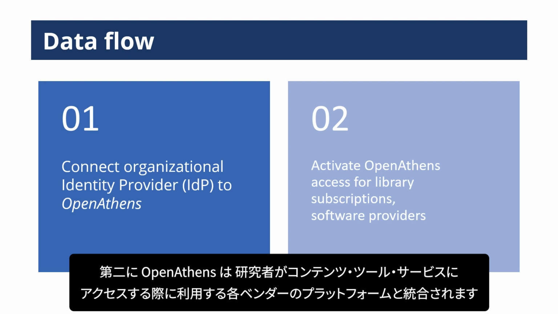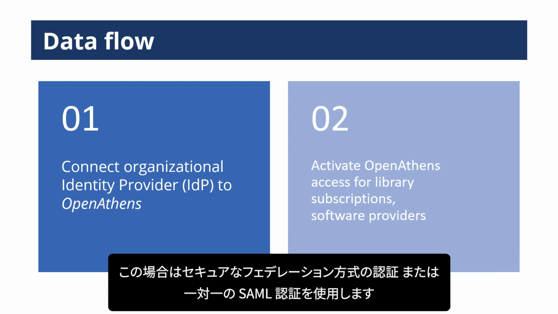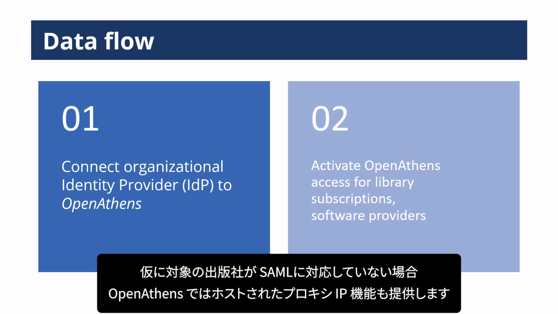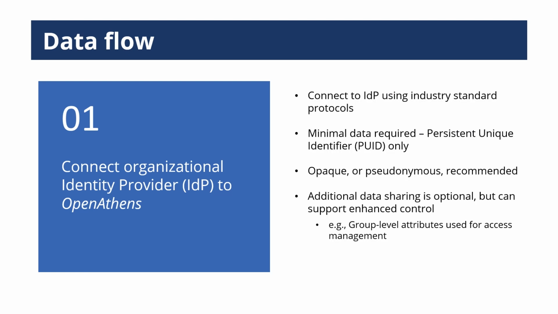Second, OpenAthens integrates with vendor platforms where researchers access content, tools, and services. This uses secure, federated, or one-to-one SAML authentication. If a target publisher does not yet support SAML, OpenAthens does offer a hosted proxy IP function as well.